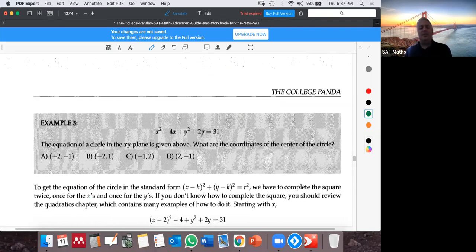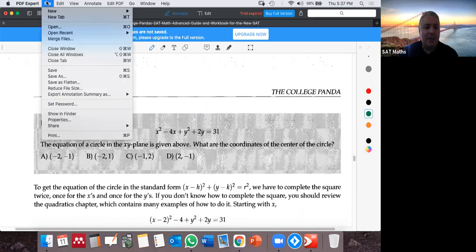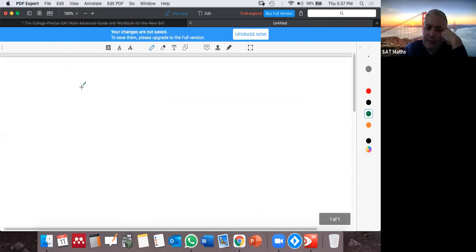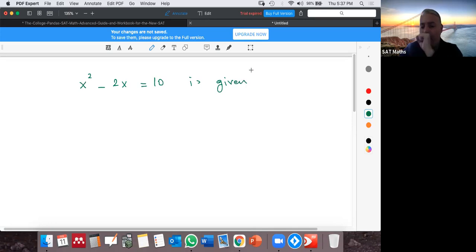The question is this: the equation of a circle is given like that, what are the coordinates of the center of the circle? To solve this question, I should remind you of something. Whenever you have, for example, x squared minus, let's say, 2x is equal to 10. Follow the whiteboard. It's really important. x squared minus 2x is equal to 10.